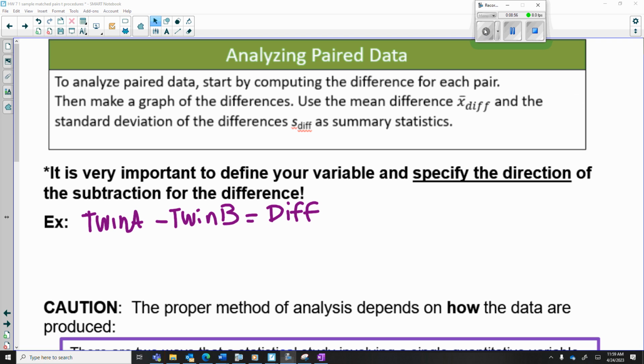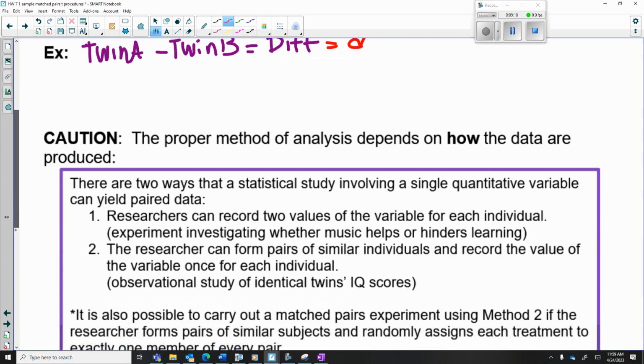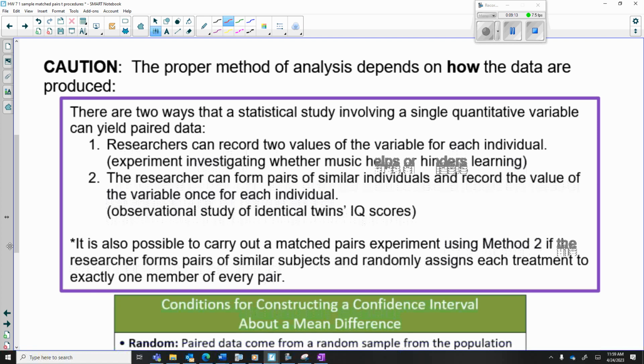So here you could see that I specified the difference is twin A minus twin B, and often you're going to see the subscript, the letter D for difference, like this, lowercase d italicized, or you're going to see the word DIFF for difference. So notice here that it says it depends on if we're going to do a 1 sample or 2 sample problem, depending on how the data were selected.